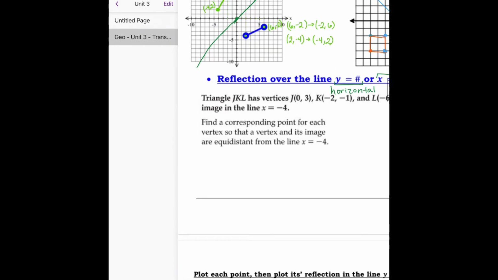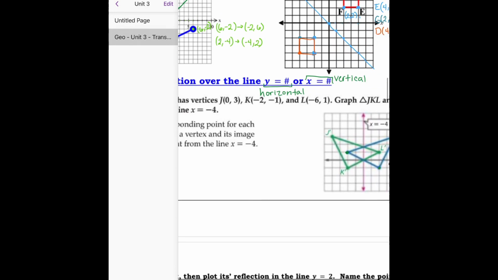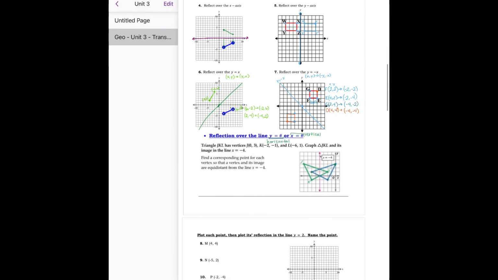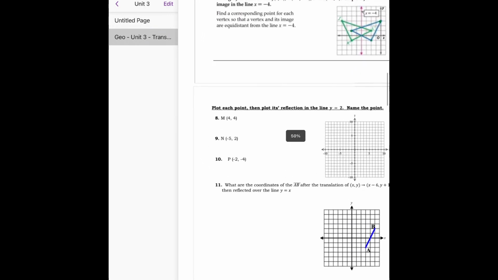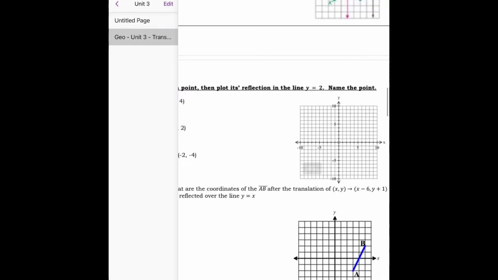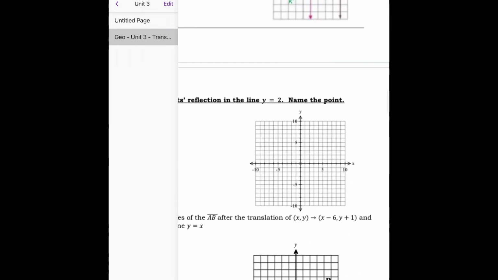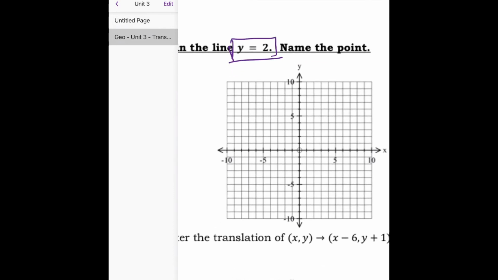So finding the corresponding point for each vertex, so that the vertex and its image are equidistant from the line. For these ones, I always recommend graphing it. So I plot each point and then its reflection across this line, y equals 2. The first thing I have to do is plot that line, y equals 2. Now that is going to be a horizontal line going through where y is 2.